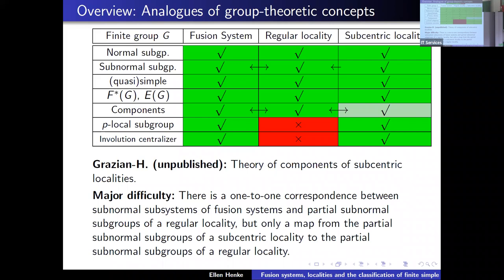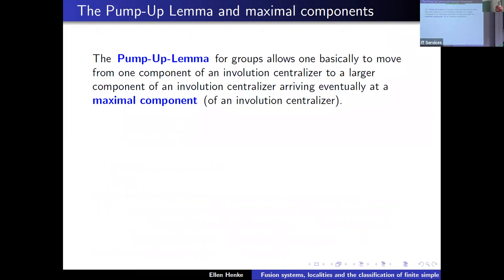Okay, so I said I'm hoping that we can do more in subcentric localities than we can in fusion systems, and this is the purpose of the whole exercise. I want to say why I think this is the case, and for that I want to start by briefly summarizing some part of the classification of finite simple groups again. There's a so-called pump-up lemma for groups, used if you look at a component of an involution centralizer to move to a larger component of an involution centralizer, if there is a larger one. But of course, at some point we will arrive at a maximal component of an involution centralizer. When I talk about a maximal component, this refers to a component of an involution centralizer and not of the actual group.